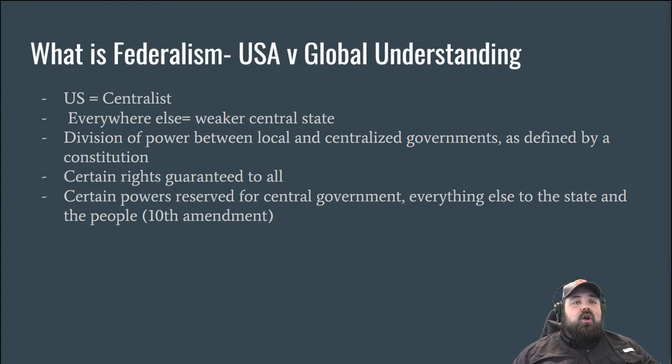So if we were to try to get an overall definition of federalism, what we'll be dealing with is a division of power between local and centralized governments, and this is going to be defined by some sort of governing document like a constitution. So under this federalist idea, what's attempting to be done is a division of power between a local government and a centralized government. And in crafting a constitution that divides up power, it's also this notion that you want to guarantee certain rights to every member of the civilization, of the government.